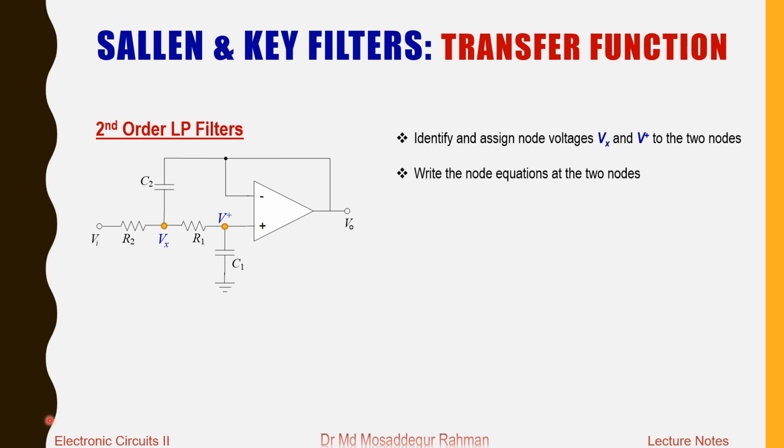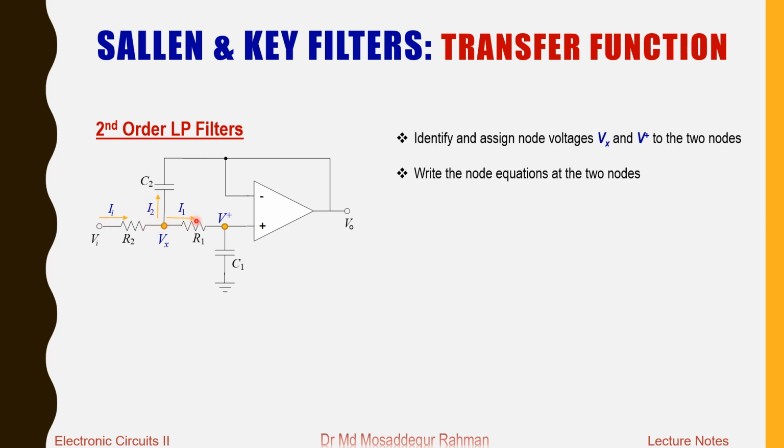Next we have to write the node equations at the two nodes, and I'm pretty sure you are all experts on this. It will be easy to write the node equations if you first show how the currents are flowing. Let's say the current here is I, the input current, and then there are two branches, so this input current will be split into two branch currents. Let's say this is current I1 and the current flowing in this branch is I2.